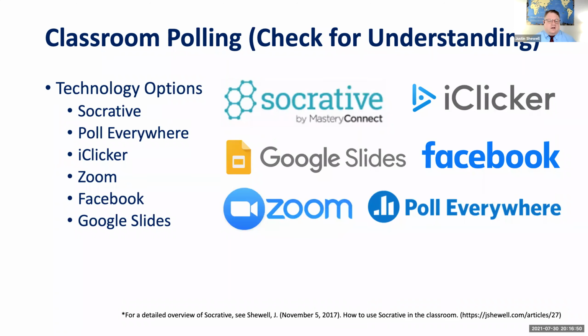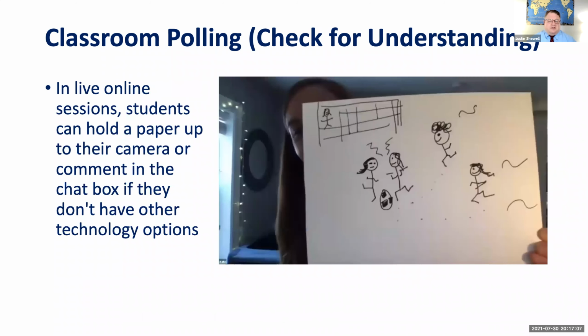So some of your technology options are here. Socrative is the one that I have talked about before that I use. There's also iClicker, there's Google Slides, Facebook even, or Zoom, and then there's Poll Everywhere, okay? But sometimes in live online sessions, just having students hold it up to the camera is all you need. They don't have to have all this fancy technology, especially if you don't have it available.